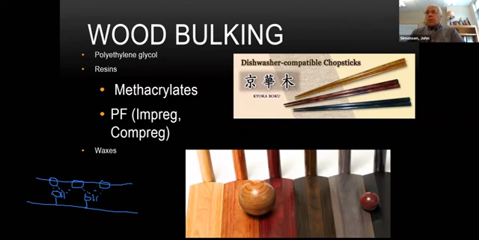So the Impreg and the Compreg are dimensionally stabilized. One of the advantages of all of these different wood bulking techniques is that you can get more dimensionally stable wood. And that's also true with the wood modification. And you also get resistance to decay, right? But again, you're looking at very high loading levels, and so very expensive things.